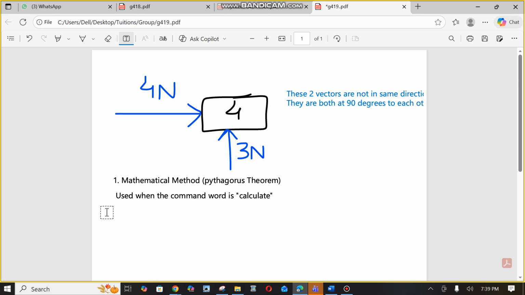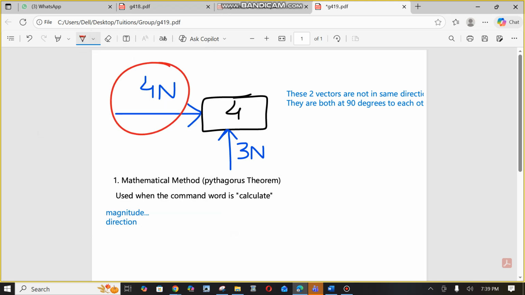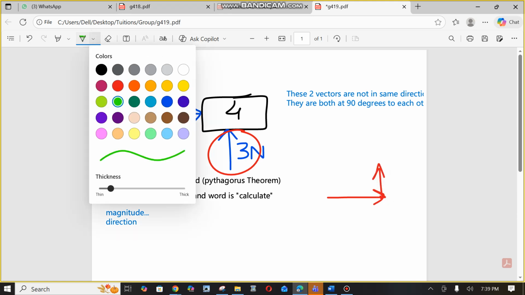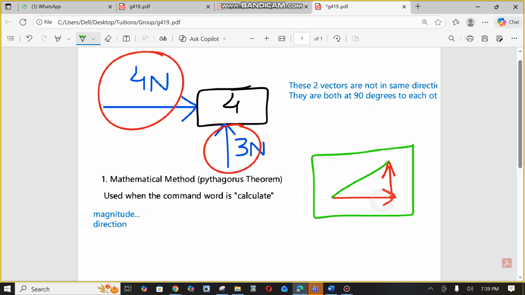Now, there are two things that we need to find. We need to find the magnitude, and we need to find the direction. In order to find the magnitude, we use the formula of a right angle triangle. If you pay close attention, this 4 Newton and 3 Newton, if we join them from the tip of 4 to the tail of 3 Newton, and then join these two vectors over here, we basically get a right angled triangle.